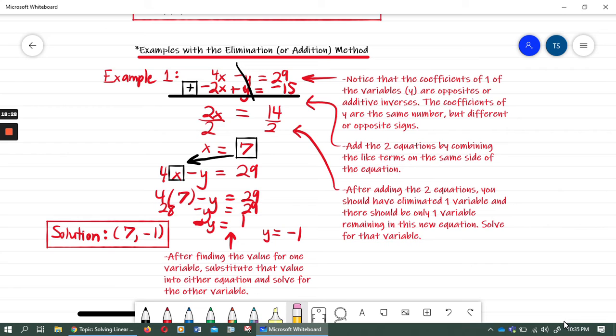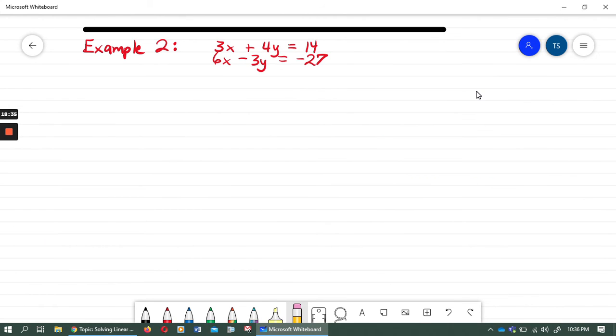Alright, so folks, that was the first example. Again, we're going to look at a few more examples. Alright, coming right up. Alright, so here we go, example 2. You can see what this says, 3x.